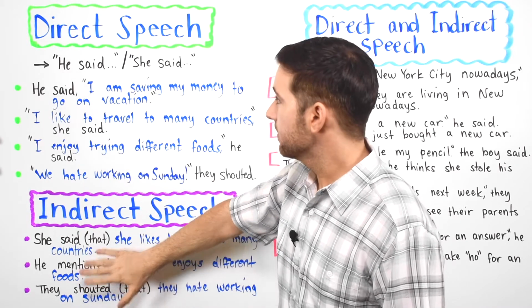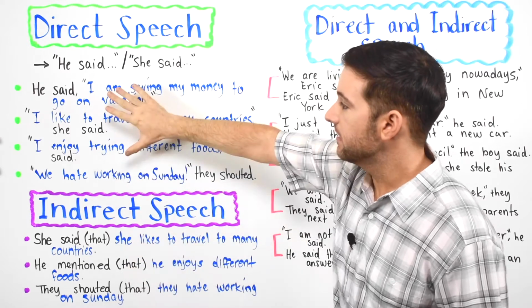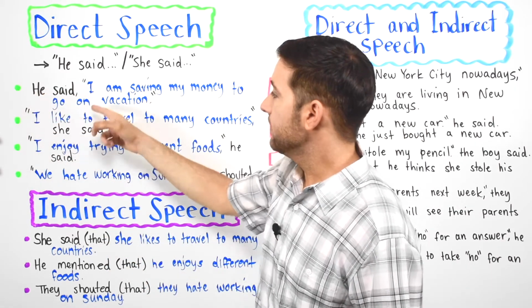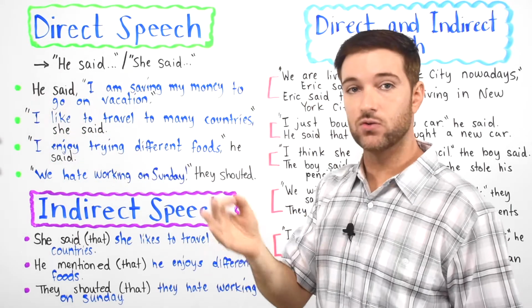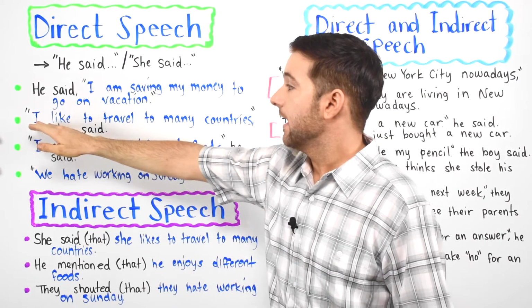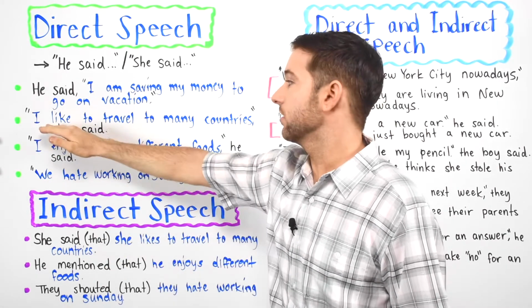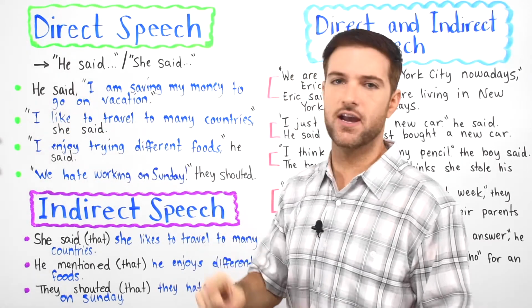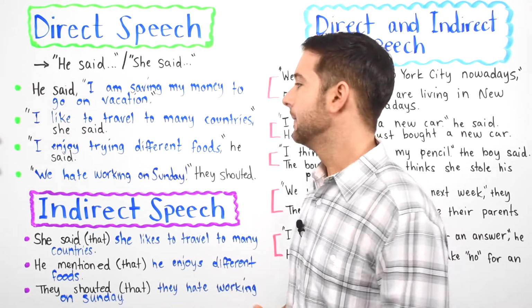But before we get here, let's continue with direct speech and then we'll move on, because some of these are similar to these ones here. So, like I said, we have quotation marks in the beginning and at the end of the exact words that somebody said. I like to travel to many countries, she said. Okay, these are her exact words. I like to travel to many countries. She likes going to France and Spain and Italy and all these countries, right?